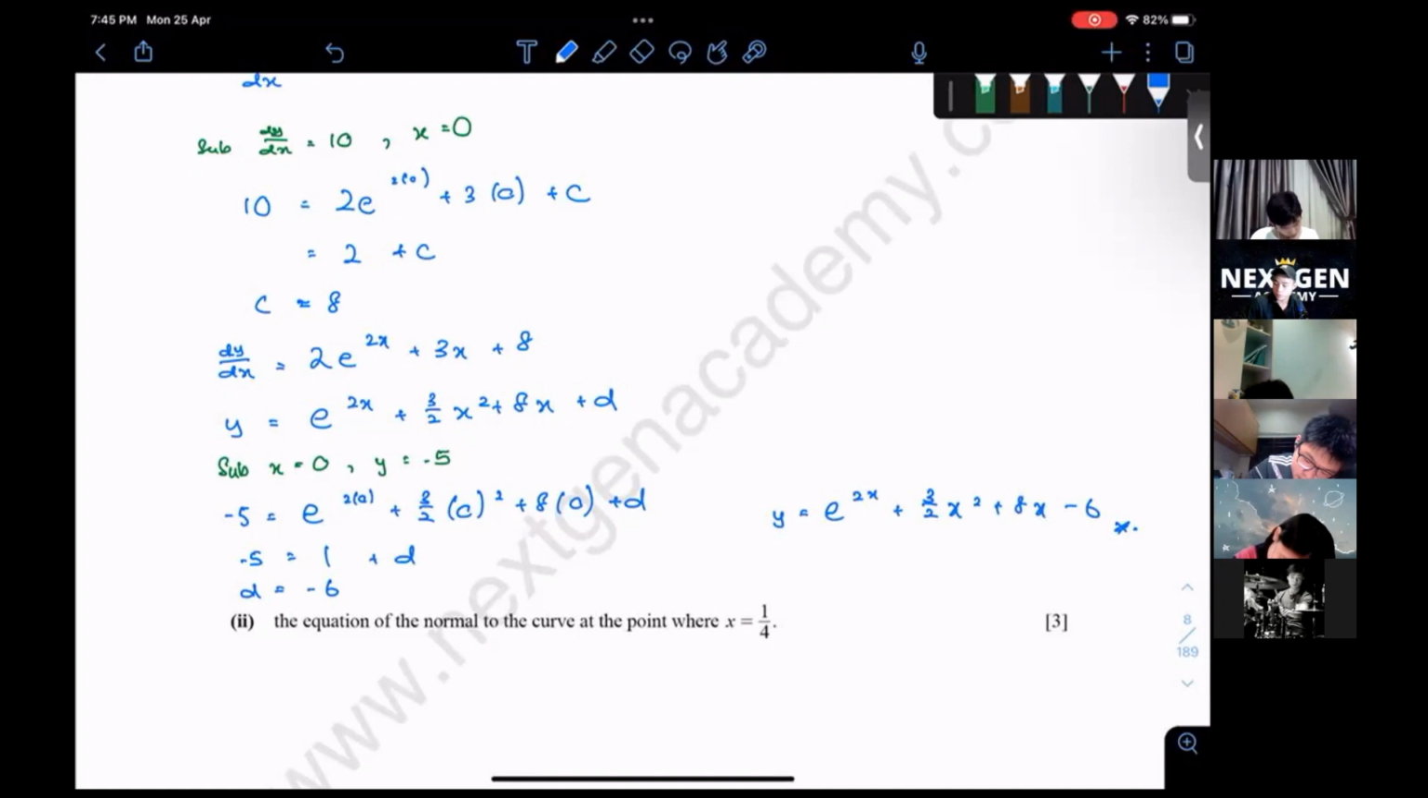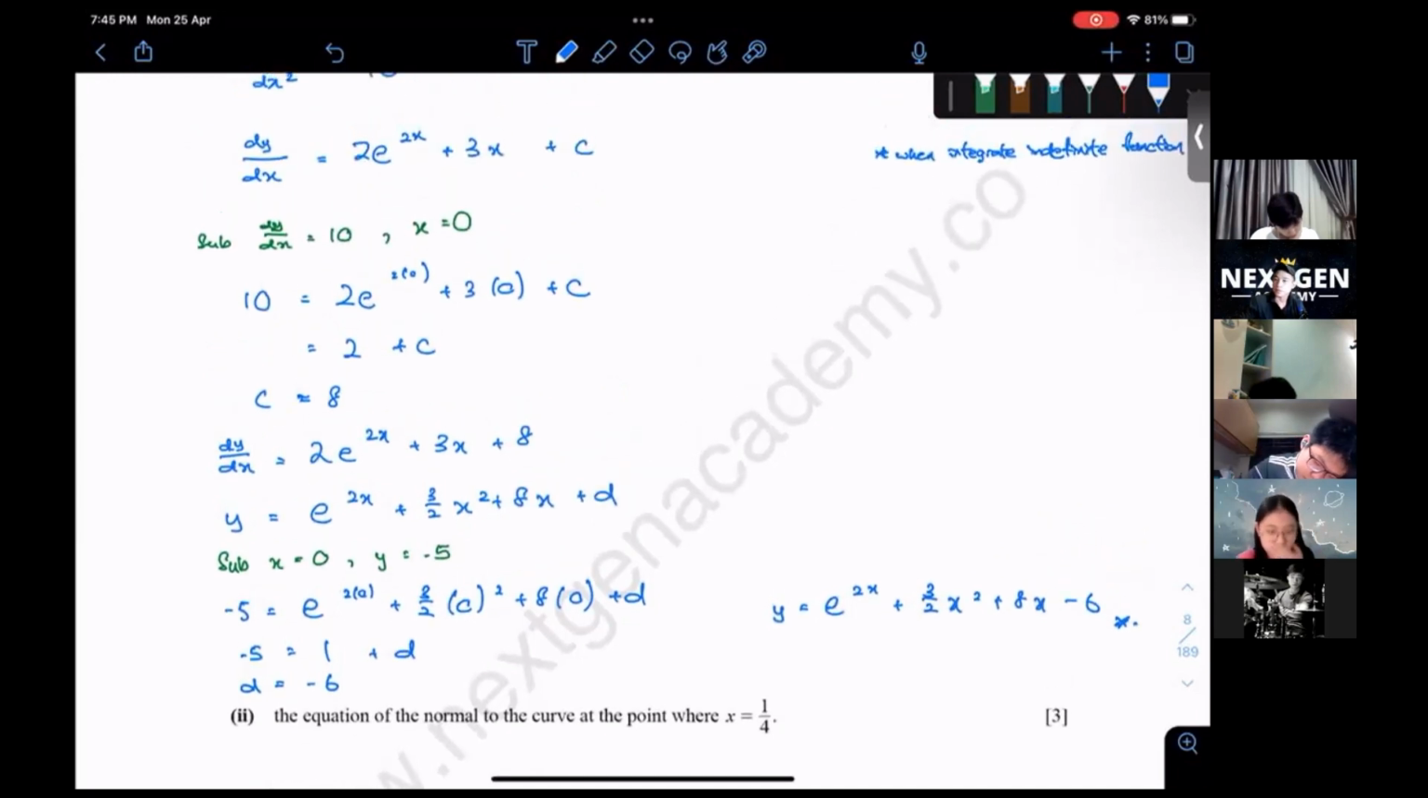E to the power of 2x. Okay? All good? Good. Can you put a thumbs down? Okay. If not okay, just type in the chat, then I will slow down a bit.